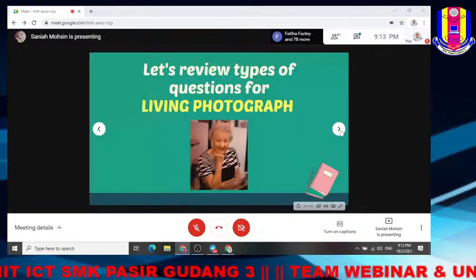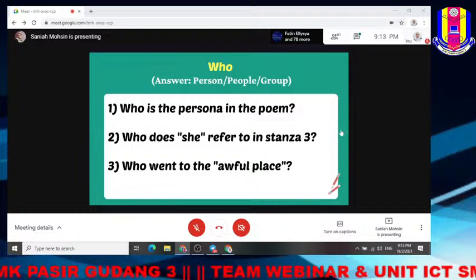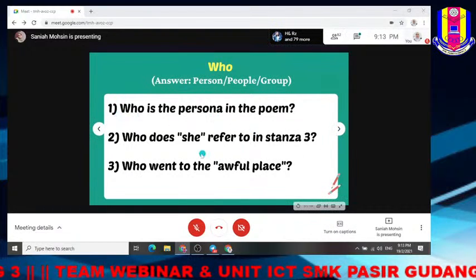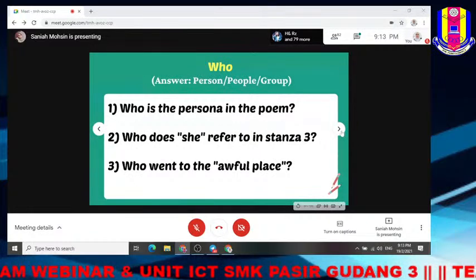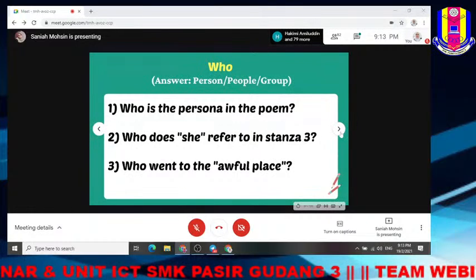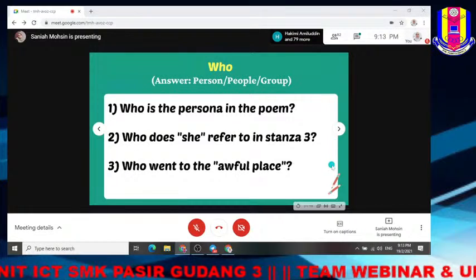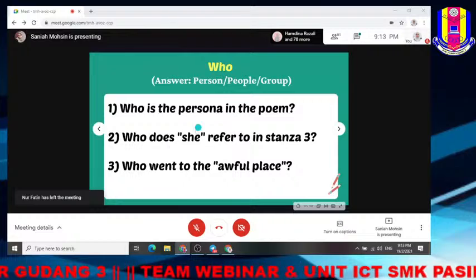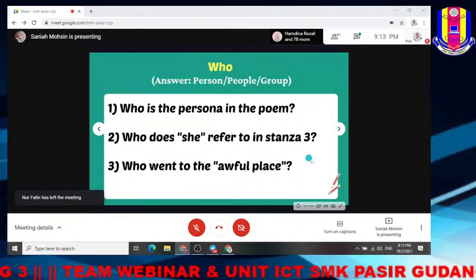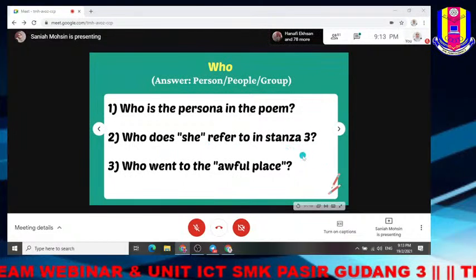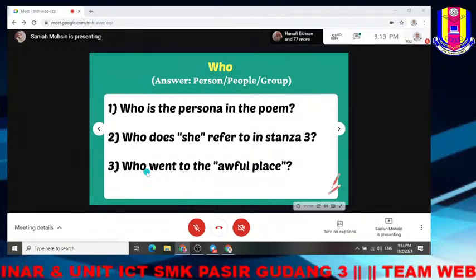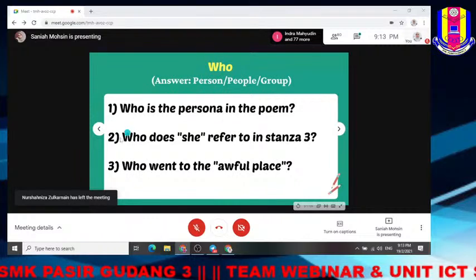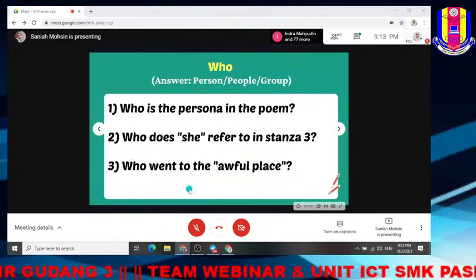Okay, so we go to living photographs. For example, they talk about who is the persona in the poem. Persona ni bukannya kita, persona bukan. Persona ni adalah the character that talks about the poems. Mungkin dia tanya tentang who does she refer to in stanza 3. So kamu tengoklah dalam perenggan ketiga. And then who went to the awful place. So remember bila cakap who, pastikan kamu letak siapa.